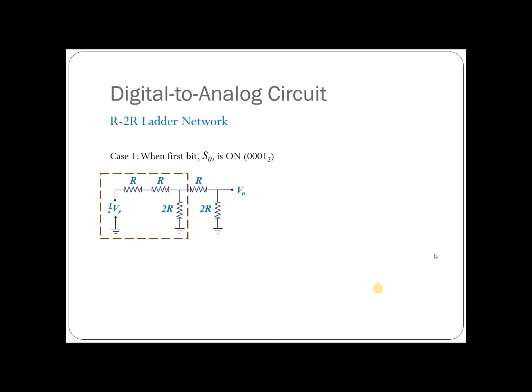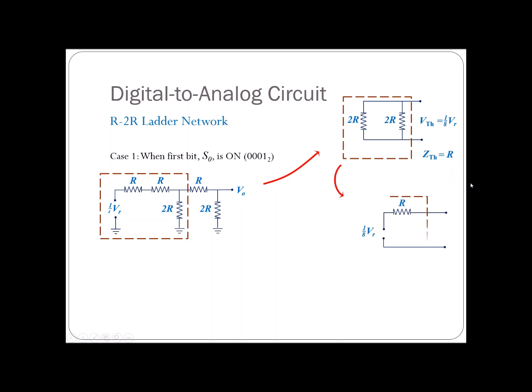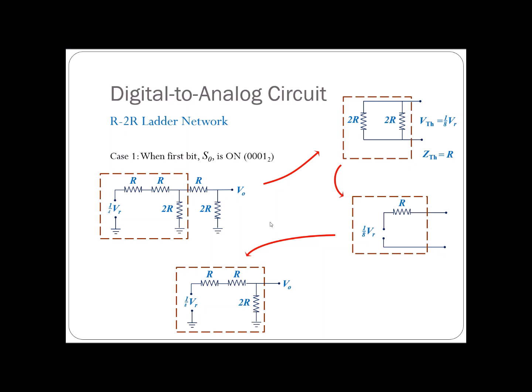I analyze it again for this part, but I will use this part as my Thevenin circuit. Same as before, this is what we will have. You can analyze it. The Thevenin voltage will be equal to VR over 8, but we still have the same Thevenin impedance equal to R. So this will be my Thevenin equivalent, and then I will redraw this diagram again, replacing the red box with a Thevenin equivalent. Then I can analyze it further.